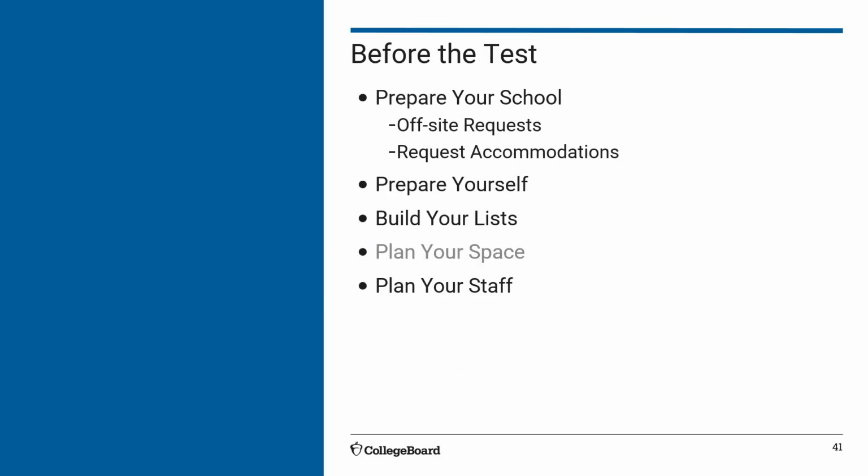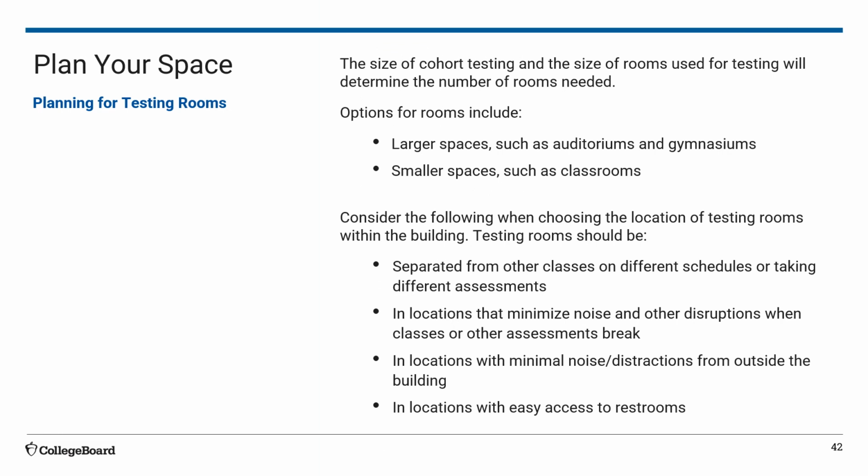Now let's discuss planning your space. The size of cohort testing and the size of rooms used for testing will determine the number of rooms needed. Options for rooms include larger spaces, such as auditoriums and gymnasiums, and smaller spaces such as classrooms. Consider the following when choosing the location of testing rooms within the building.